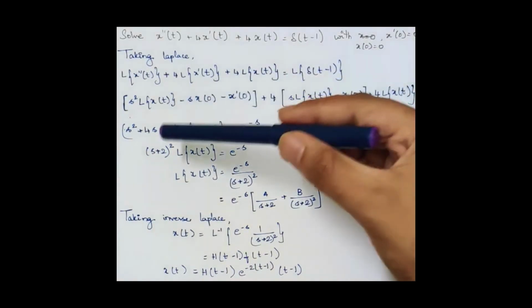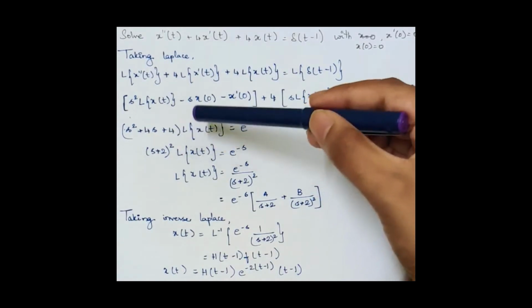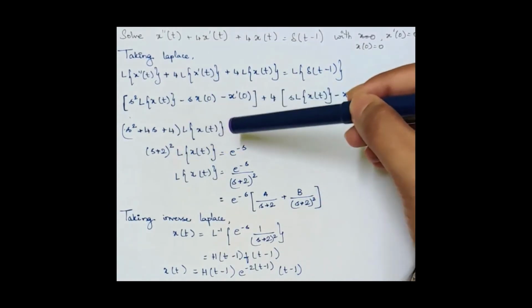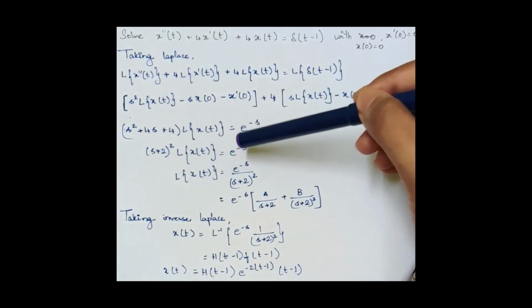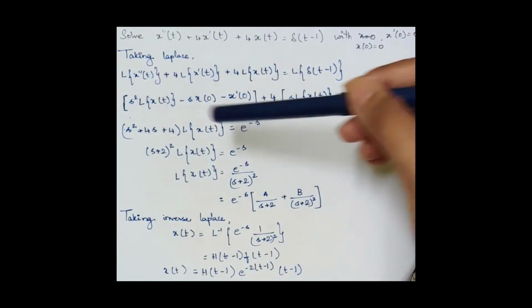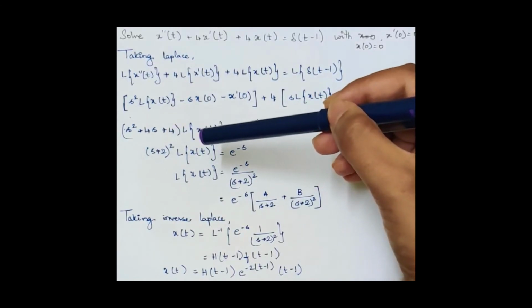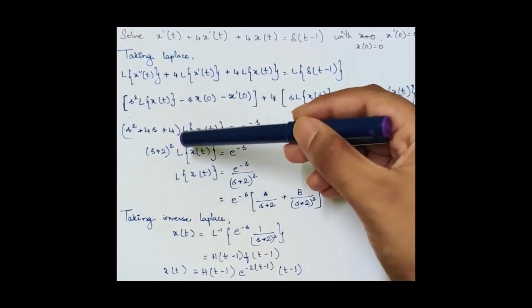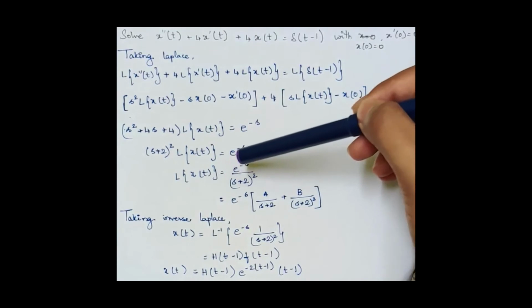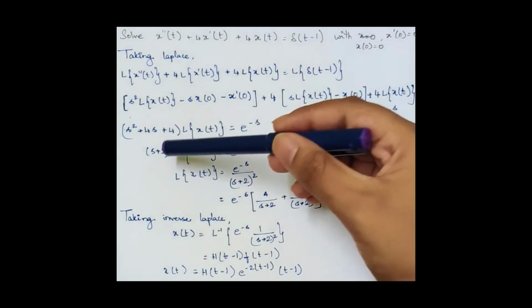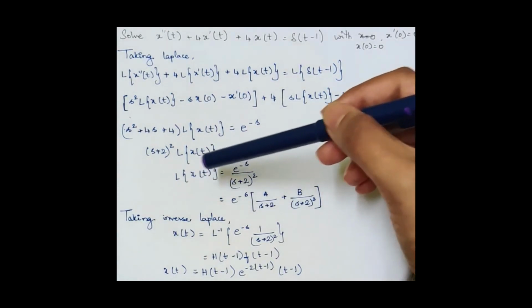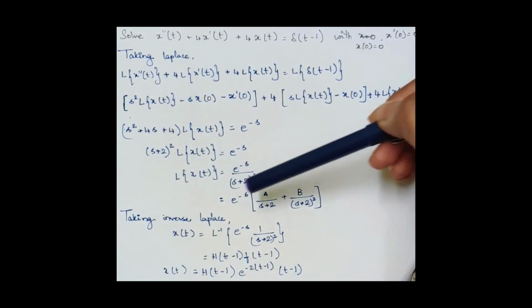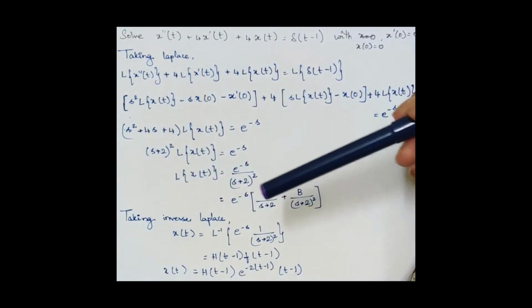Taking all the terms with Laplace of x of t common, you get s square plus 4 s plus 4 into Laplace of x of t is equal to e to the power of minus s. S square plus 4 s plus 4 is given as s plus 2 the whole square into Laplace of x of t, which is equal to e to the power of minus s. Now taking s plus 2 the whole square to the denominator, you have Laplace of x of t is equal to e to the power of minus s by s plus 2 the whole square.